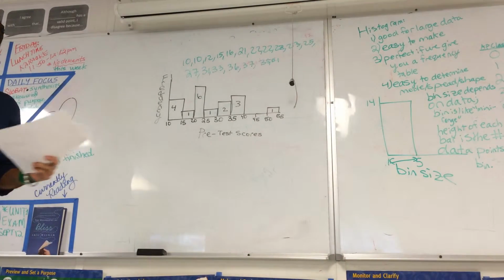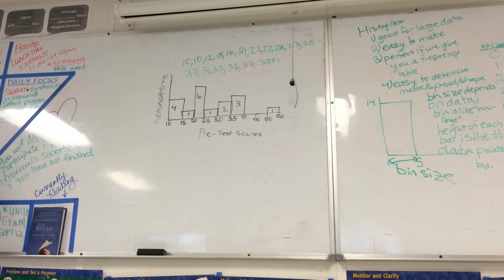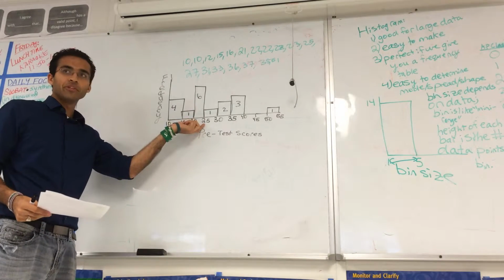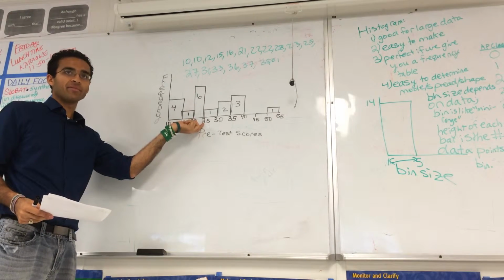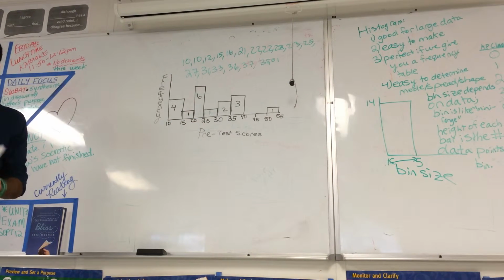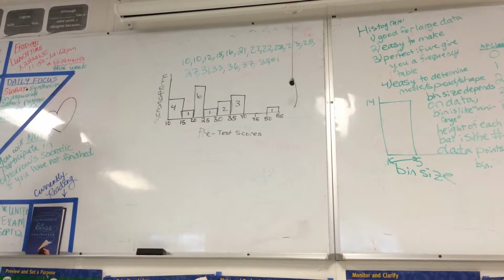Questions on how we got this? So now let's analyze the data a little bit. So clearly we have a mode in scores between 20 to 25. We have a mode from 20 to 25. I like to, when I'm describing it, to think about, yeah, Alex?